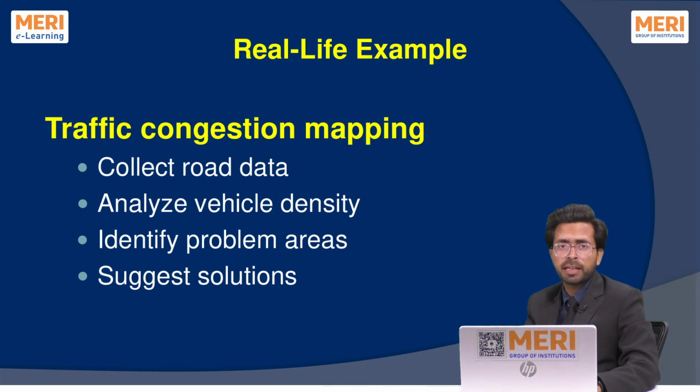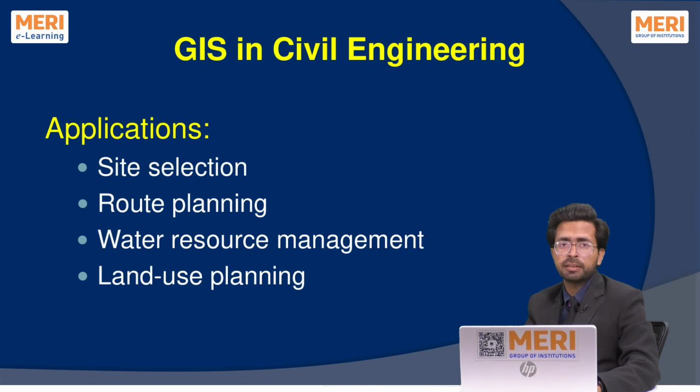Another important concept is that GIS helps us understand relationships between different datasets. For example, if we combine a map of pollution levels with a map of population density, we can identify areas where people are most affected by pollution. Similarly, if we combine rainfall data with elevation data, we can identify flood prone areas. This ability to combine and analyze multiple layers of information is what makes GIS extremely powerful.